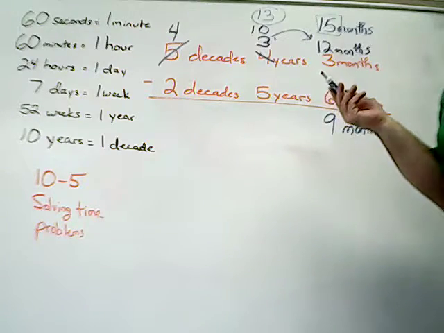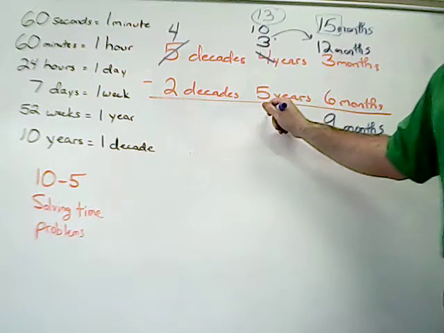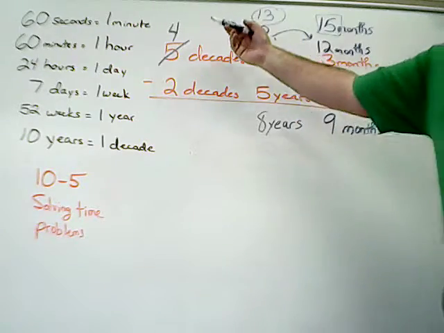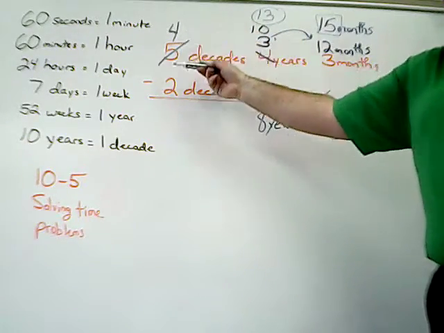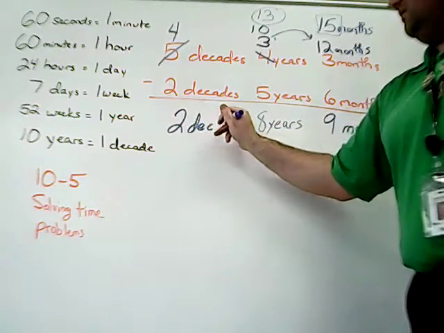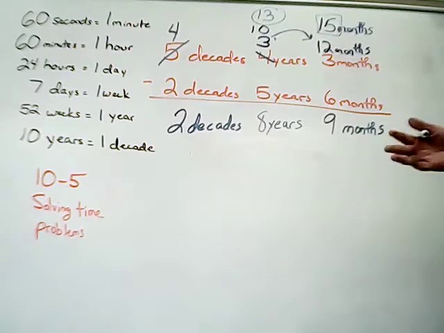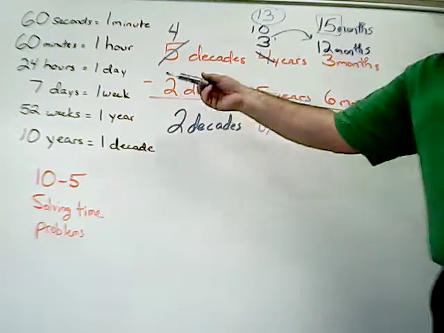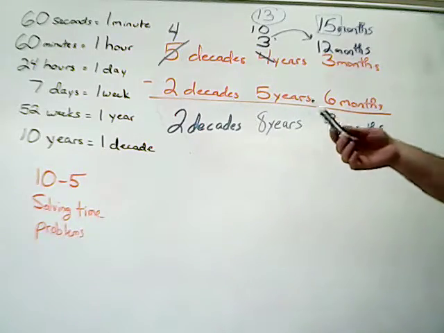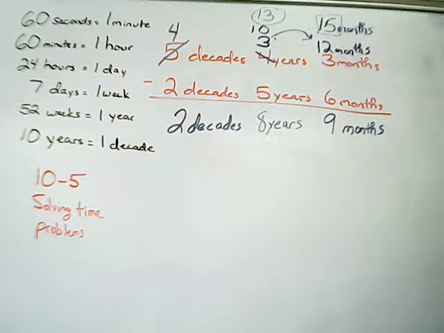And then I'm going to just do my subtraction. 13 minus 5, 8 years. And finally, 4 decades minus 2 decades, I'm left with 2 decades. A lot of work, a lot of conversions, a lot of referencing your chart that you will have to help you. Don't be afraid to look at the chart. This is going to be one of the most powerful tools you could use to help you with section 10-5.